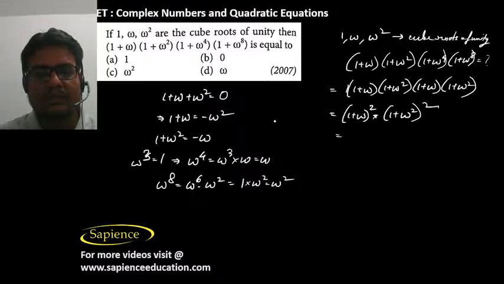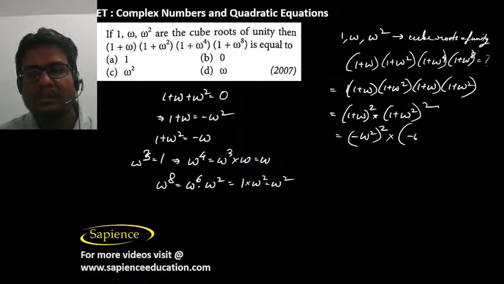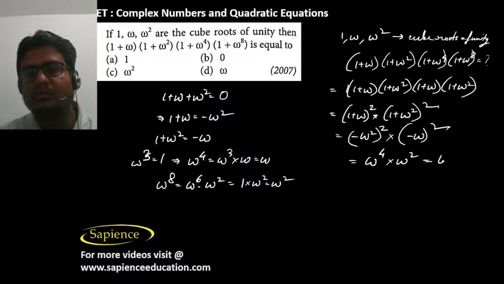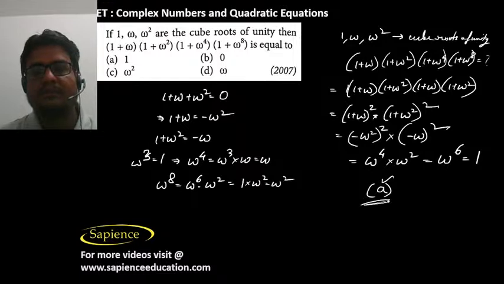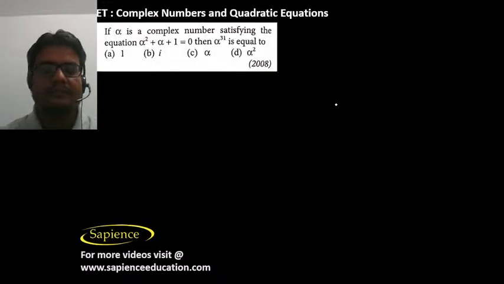So 1 plus omega can be written as minus omega square, whole square, into minus omega, whole square. So this will be omega power 4 into omega square, so this is omega power 6, that is equal to 1. So this expression is equal to 1. So option A is the correct answer.